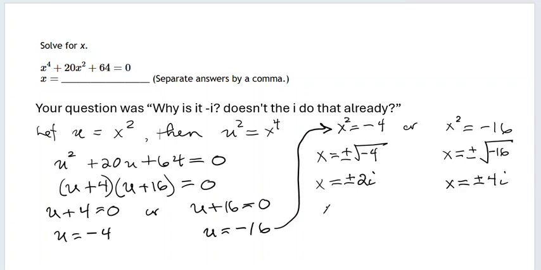So we end up with 4 solutions: 2i, -2i, 4i, -4i.